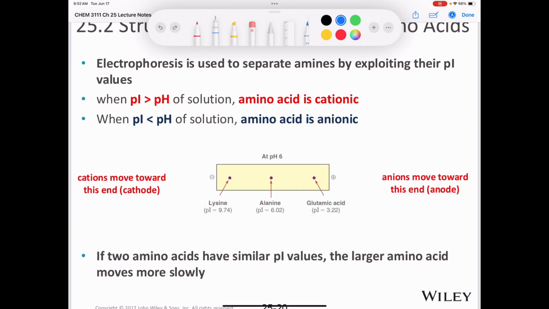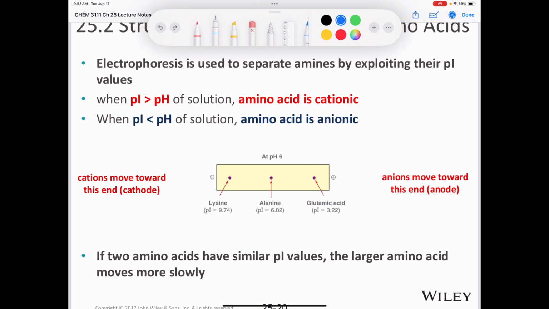Amino acids can be separated from each other by a variety of techniques, and one of them is called electrophoresis, which relies on differences in isoelectric values and can be used to determine the number of different amino acids that you have in a mixture. So what you do is take a few drops of your mixture and apply it to a filter paper or a gel, and then it's put in a buffered solution between two electrodes, a cathode and an anode.